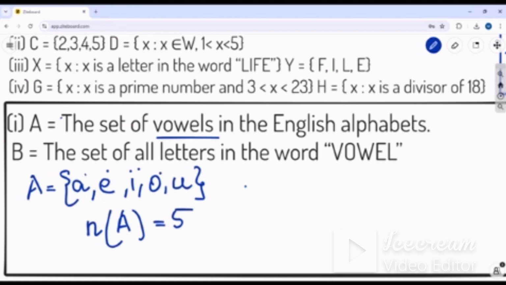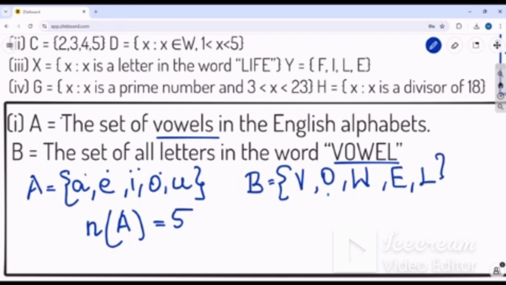Now let us move on to set B. Set of letters in the word vowel. So let's write each and every letter: V, O, W, E and then L. Now let us count the number of elements here also. n of B, which is the cardinal number or the number of elements in the set, is equal to 1, 2, 3, 4, 5. So this is equal to 5. Now n of A is equal to n of B. So this is an equivalent set.